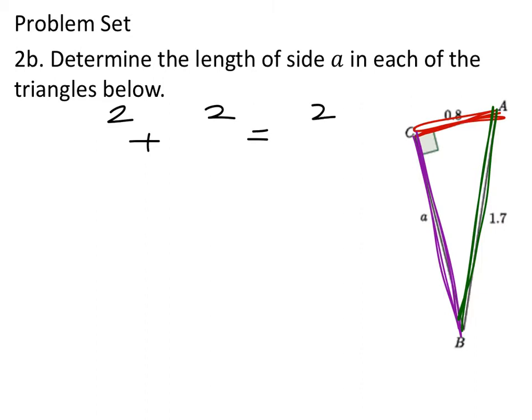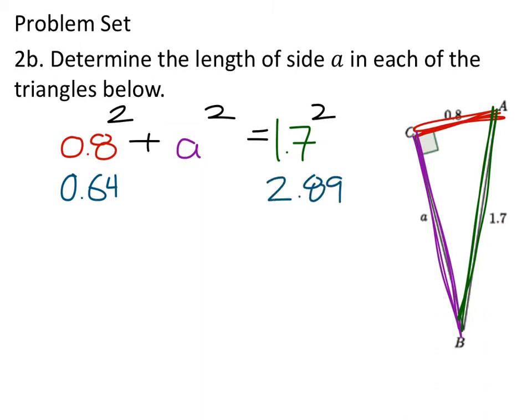So I've got that first side at 0.8, that's a leg. The other side is the A, which is a leg, and the hypotenuse is at 1.7. So I'm just going to evaluate these squares. 0.8 to the power of 2 is 0.64, and 1.7 to the power of 2 is 2.89. So 0.64 plus a squared equals 2.89.